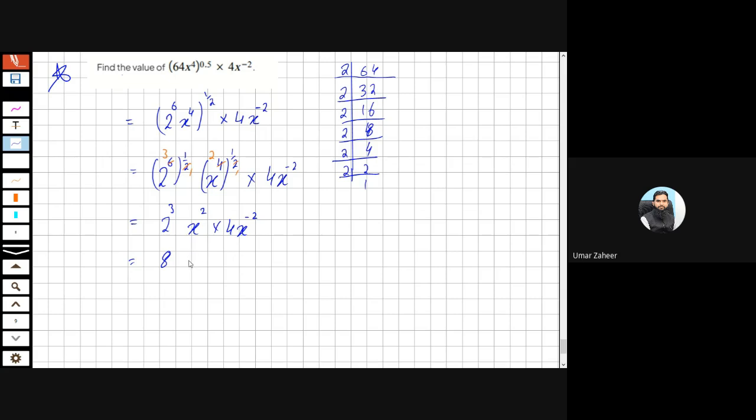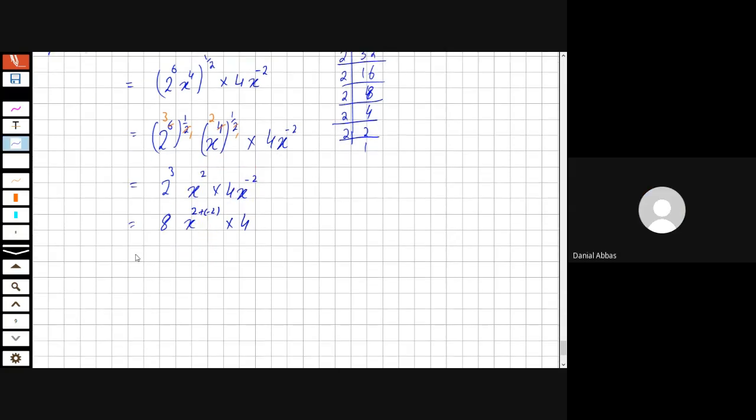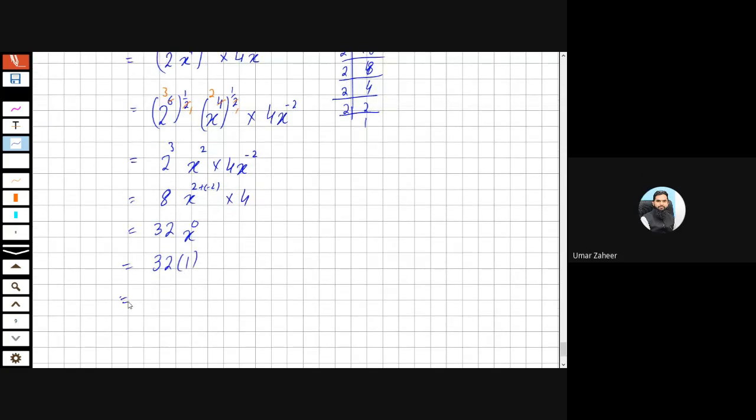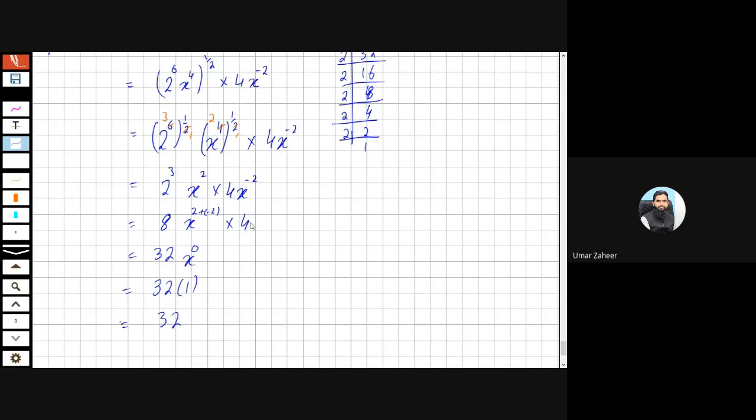And next, here the bases x are the same, so we have to add the powers. 4 as it is. These bases are the same, so we have to add the powers: 2 and minus 2 is 0. x raised to power 0, so the final answer is 1. So it is 32. Yes, is it clear?